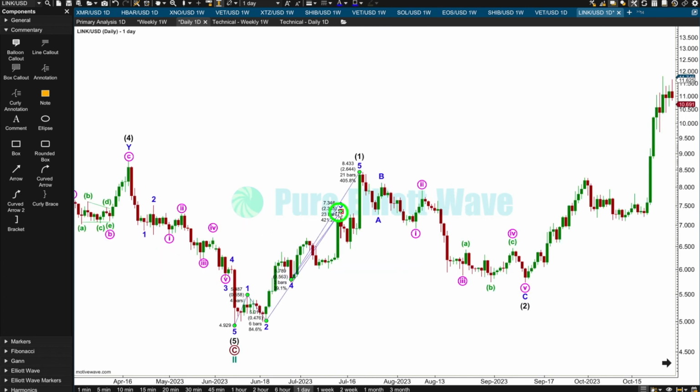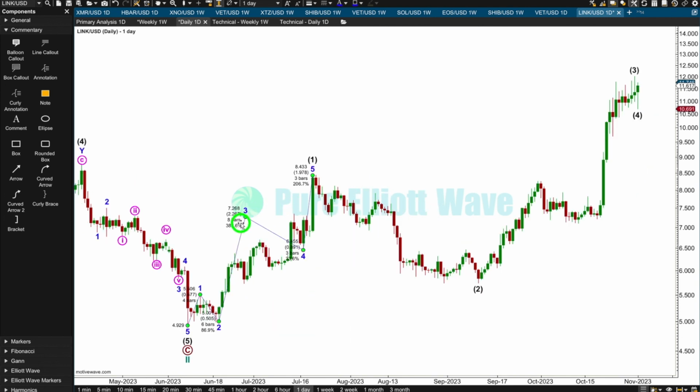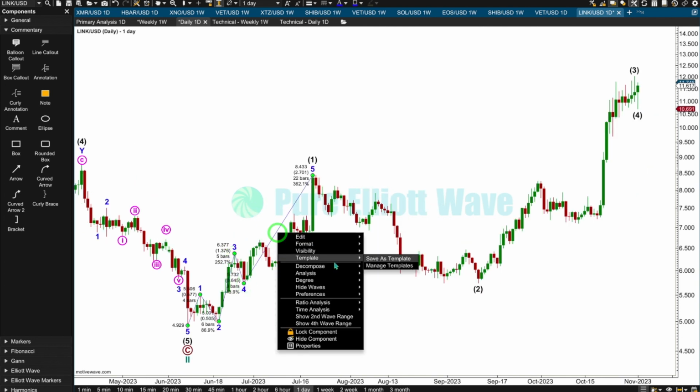Okay, no, I want to label this over here. That looks terrible. And this can't be correct because 4 may not overlap 1 price territory. So let's leave this down here and let's label this. Maybe 5 is an ending diagonal.